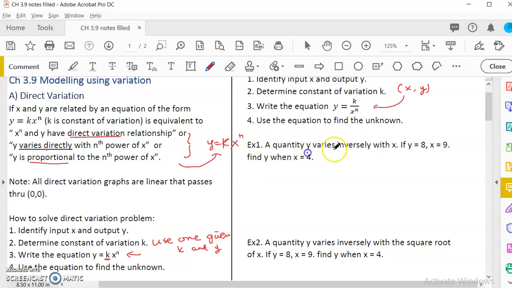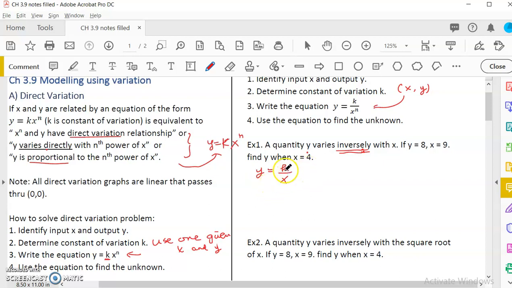Look at the first example. A quantity y varies inversely with x. The keyword is inversely. So your basic equation will be y equals k over x. They didn't say x squared or whatever, just inversely with x. So you say k over x. This is the basic equation.